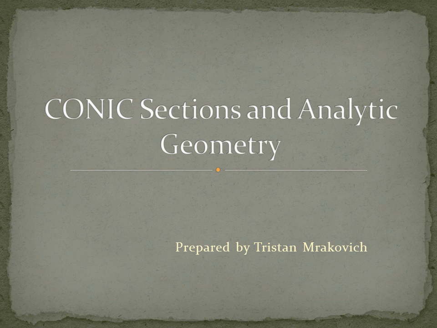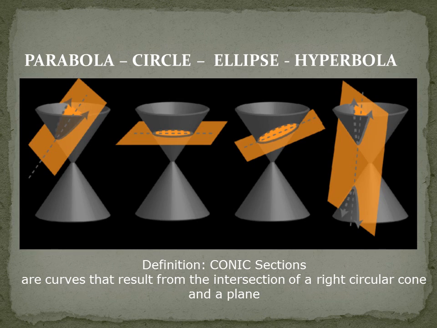Okay, so this is my project on conic sections and analytic geometry. These are the conic sections, and conic sections are curves that result from the intersection of a right circular cone and a plane. We have a parabola, circle, ellipse, and a hyperbola.